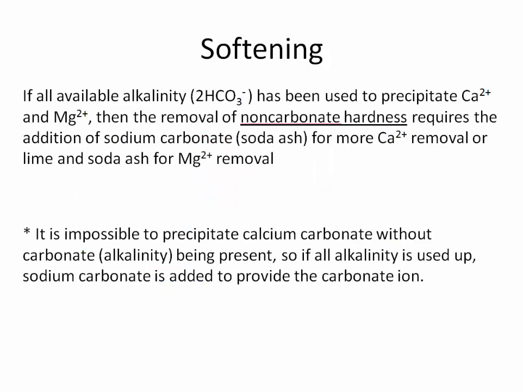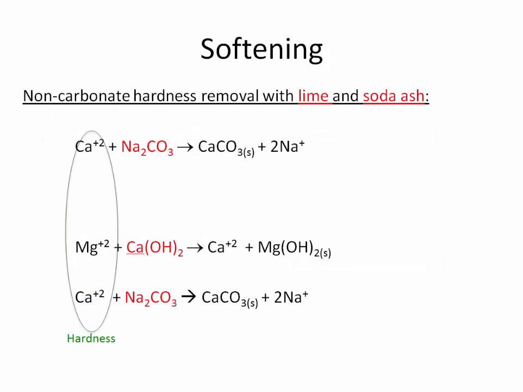Now, if all available alkalinity has been used to precipitate out calcium and magnesium, then you have removed all of the carbonate hardness. Any addition of chemicals beyond that point targets non-carbonate hardness. Non-carbonate hardness requires the addition of sodium carbonate, which is commonly known as soda ash. It is impossible to precipitate calcium carbonate without carbonate being present. So if all alkalinity is used up, sodium carbonate adds that carbonate and allows for additional precipitation to occur. So when we're targeting non-carbonate hardness, we add sodium carbonate.